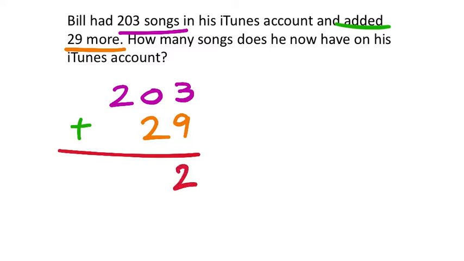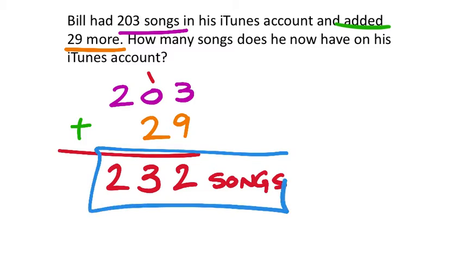3 plus 9 is 12, so carry the 1. 1 plus 0 plus 2 is 3. And then drop the 2, 232. Just remember, this is a word problem, so we're going to label this in songs on this one. And that's it.